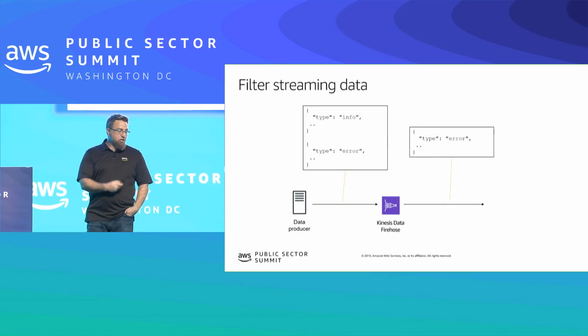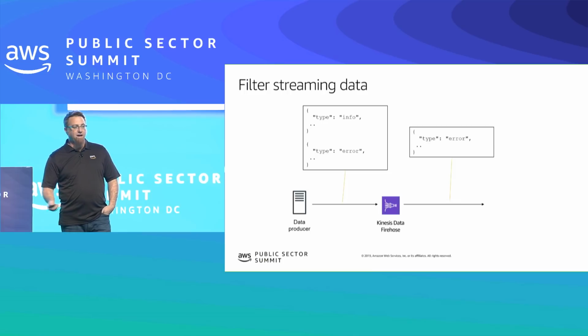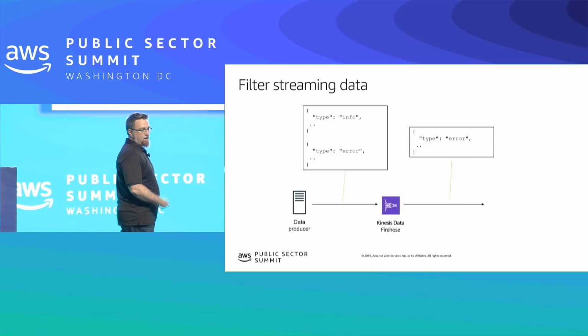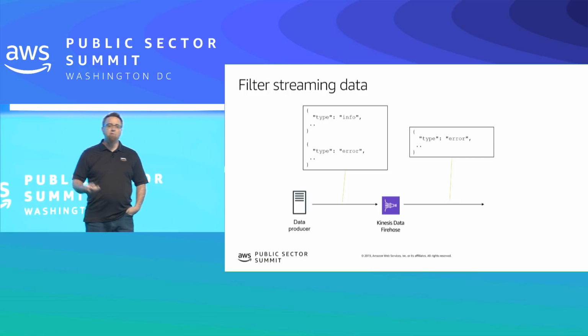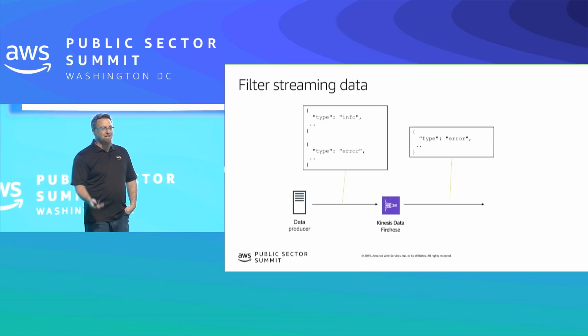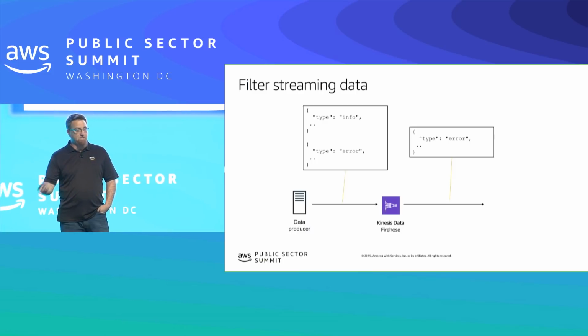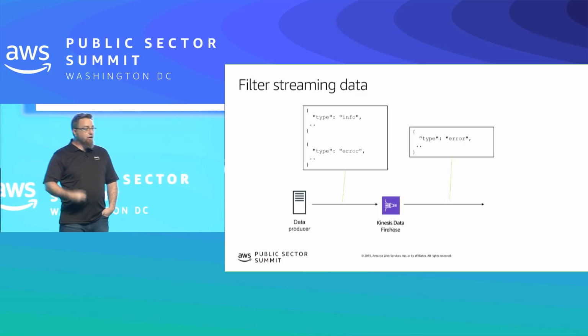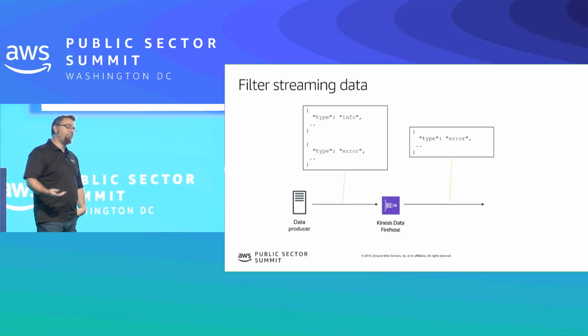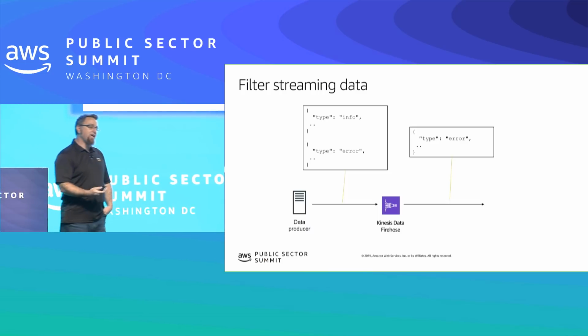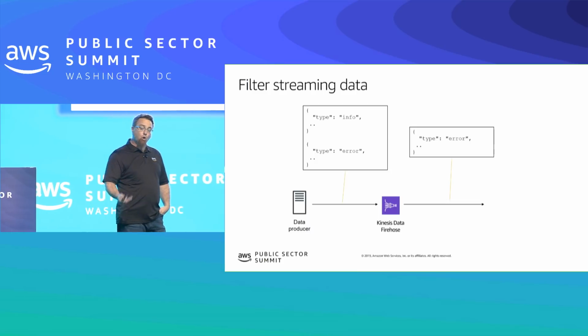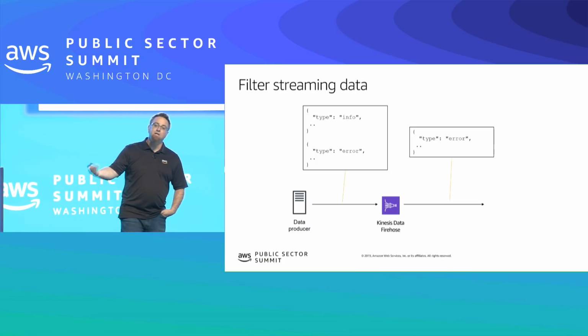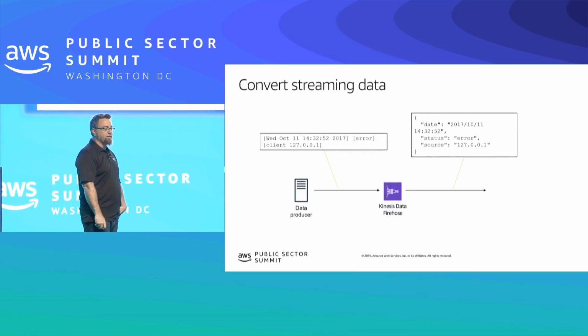Maybe I'm pushing log data in and I don't really care about the info level logging or the warnings, but I just want to capture all of the errors and then send them back to the app dev team and say, fix this, right? I can take the Kinesis Data Firehose and apply that Lambda transformation to filter out only the error types that get persisted to the data store that I'm working with.